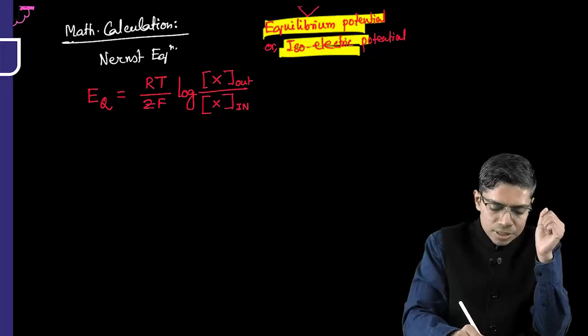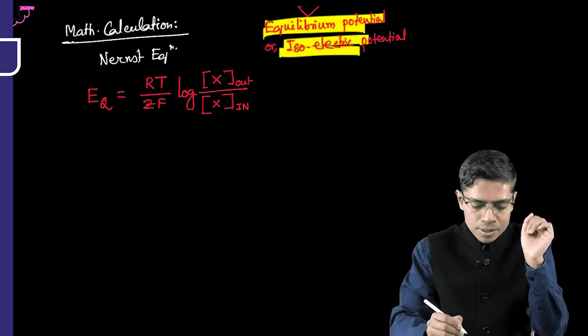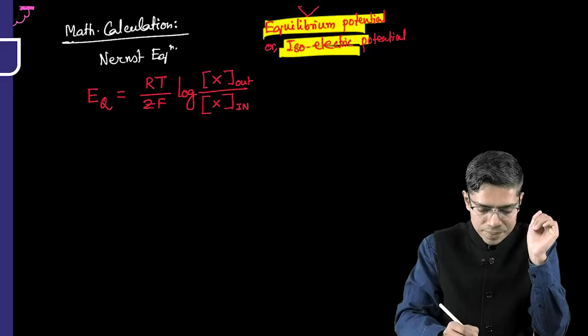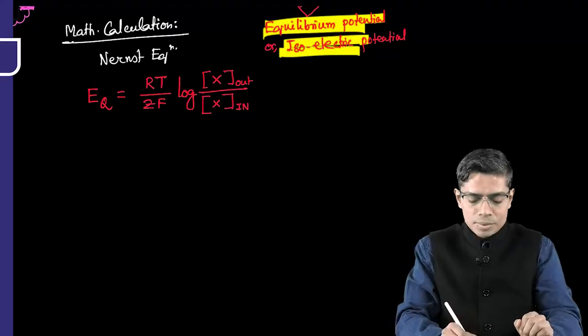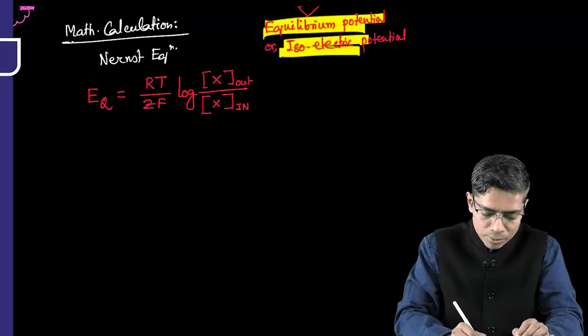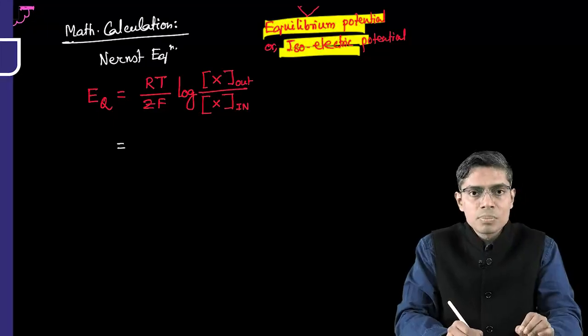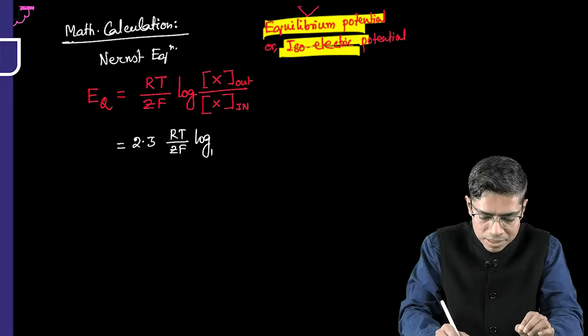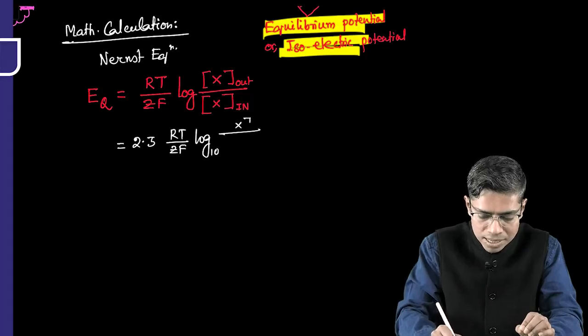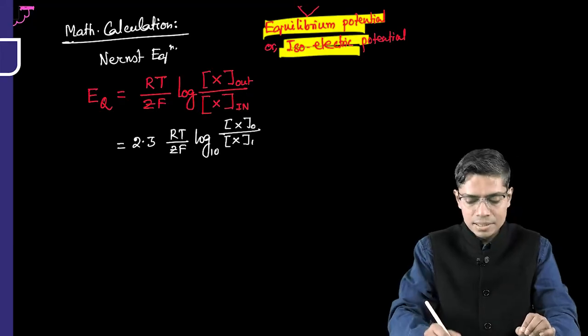Now generally this equation is written with plus minus, but I am not putting plus minus. Why? You will understand. Now I am simplifying this. This equation is given in natural logarithm. So this log is the natural logarithm. If I want to convert this natural logarithm to log base 10, I have to multiply this with 2.3. So 2.3 RT/ZF, log base 10, concentration of the ion X outside the cell and concentration of the ion X inside the cell, right?